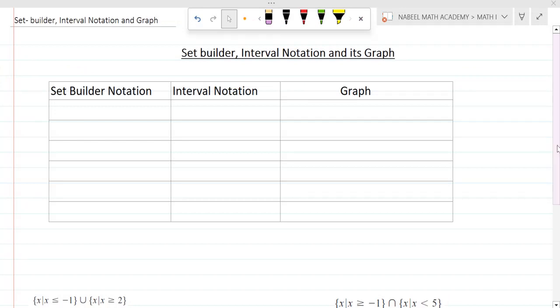In this video, we are going to discuss set builder notation, interval notation, and the graph. Suppose you have a set builder notation. How will you write this in interval notation and the graph? This one we are going to discuss.